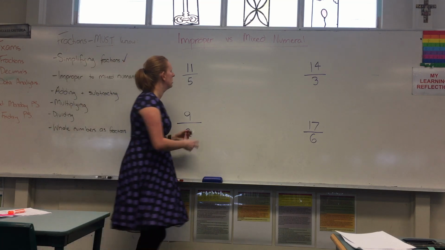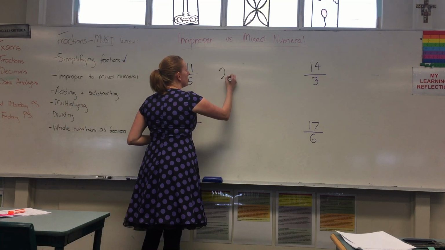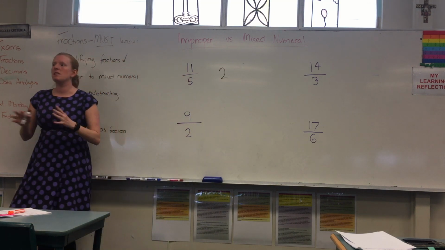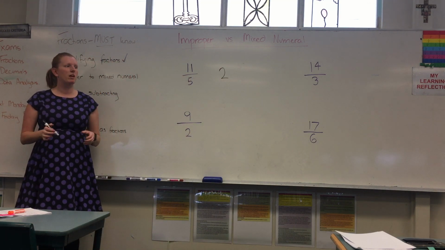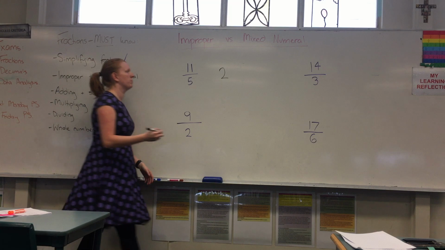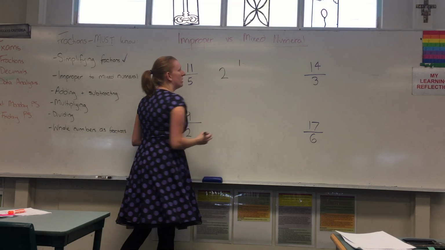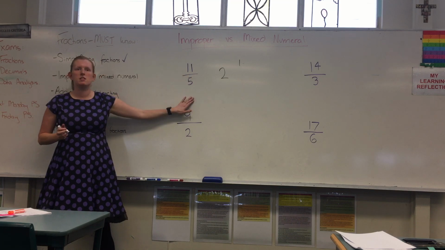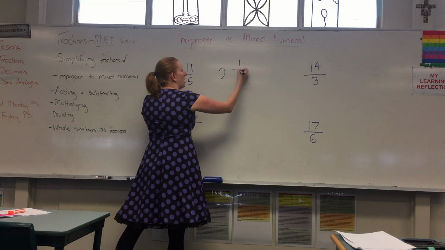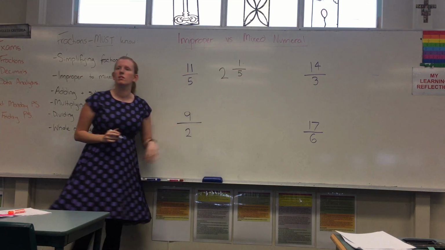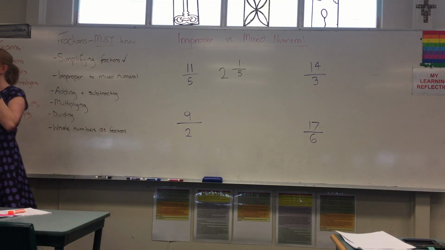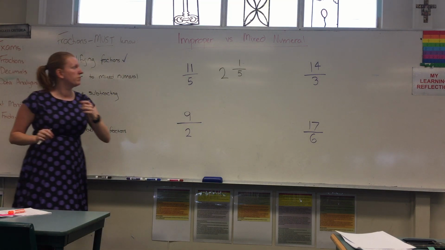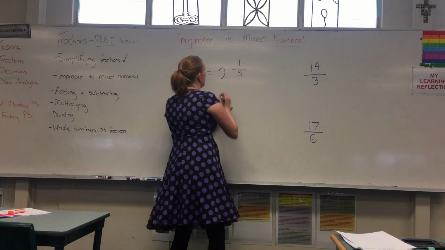2. Great. So I'm going to put a big 2. But I've got some left over. How many do I have left over? 1. So I put a little 1 because that's my remainder. And whatever my denominator is, that's what I put underneath my remainder. Did I do that too fast? No. You did it very nice, miss.